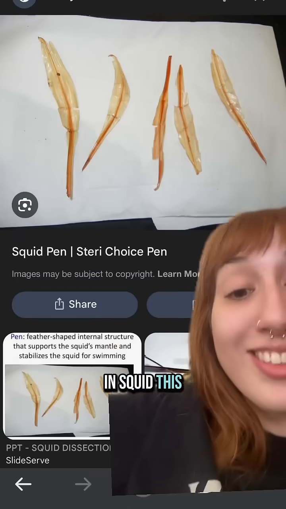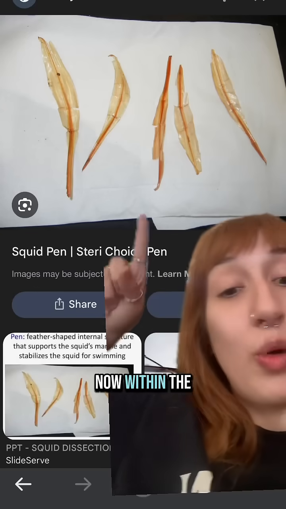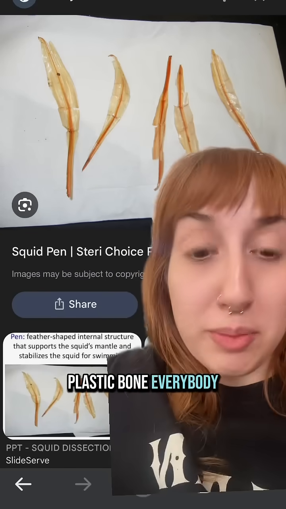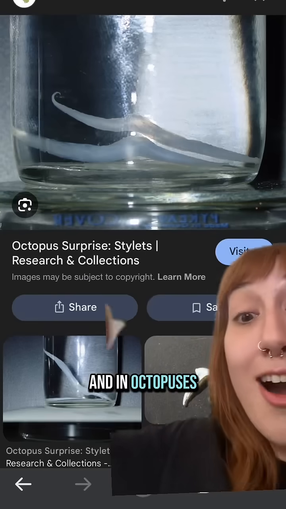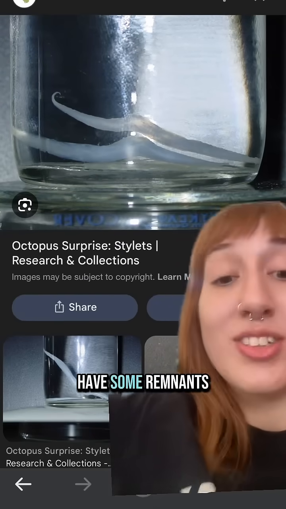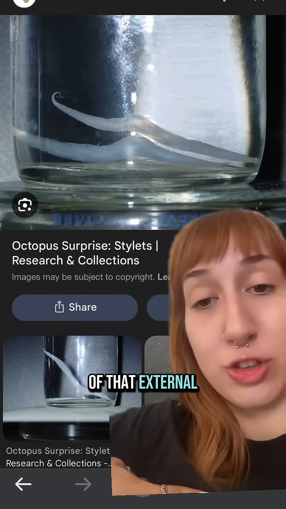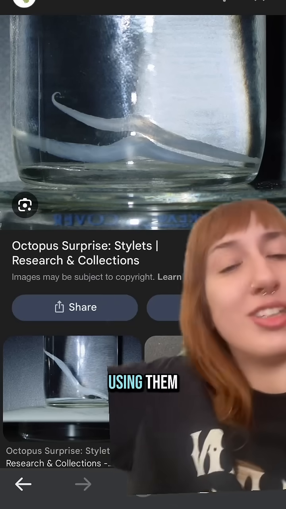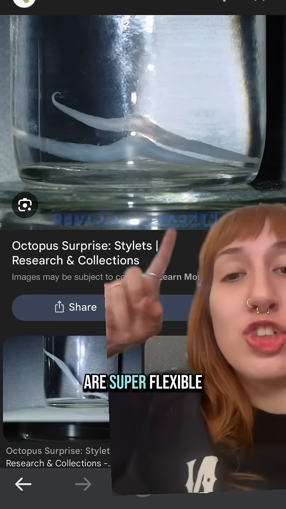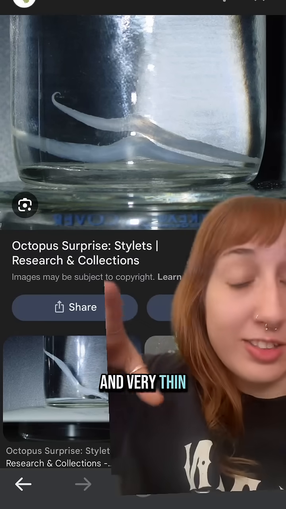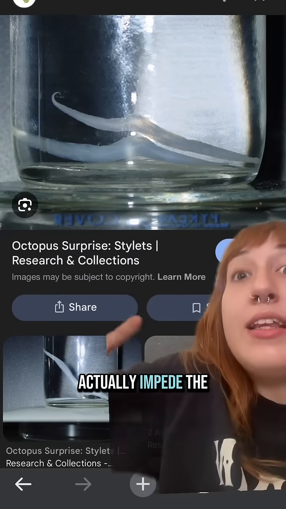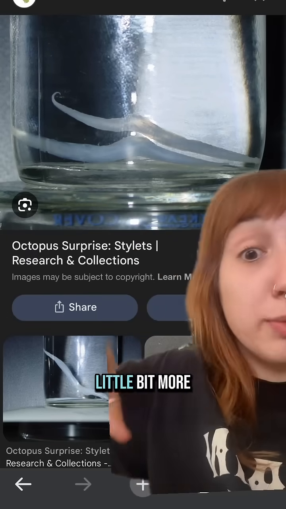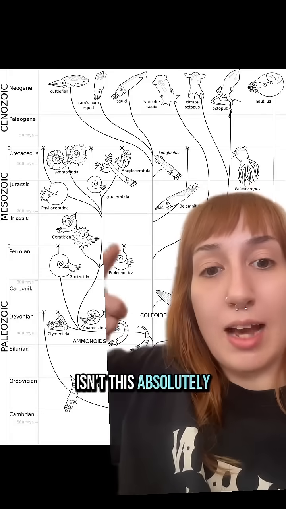In squid, this external shell is now within the squid pen, which looks a little bit like this, and is that plastic bone everybody wants to get mad at me about. And in octopuses, they do actually have some remnants of that external shell. They're known as stylets. You can actually age an octopus using them. But these structures are super flexible and very thin, so they don't actually impede the octopus from being squishy. And deep sea octopuses have a little bit more of it. But yeah, isn't this absolutely bonkers?